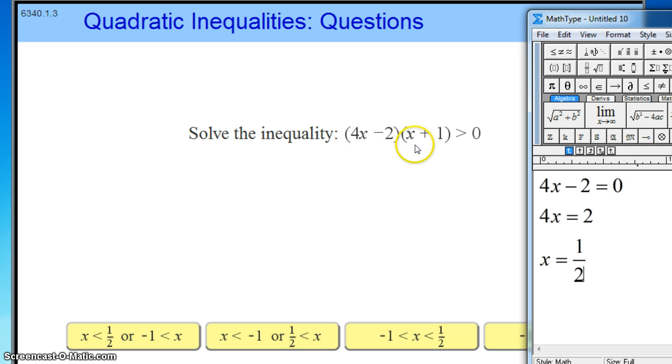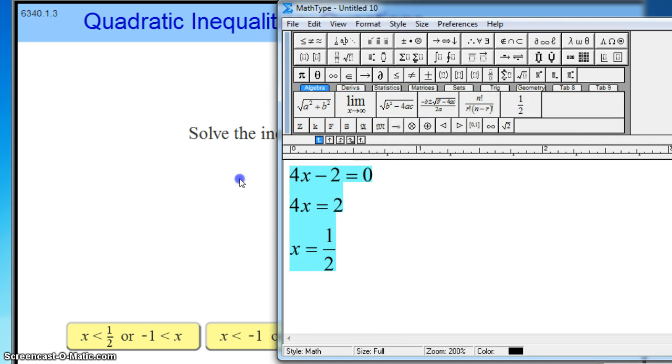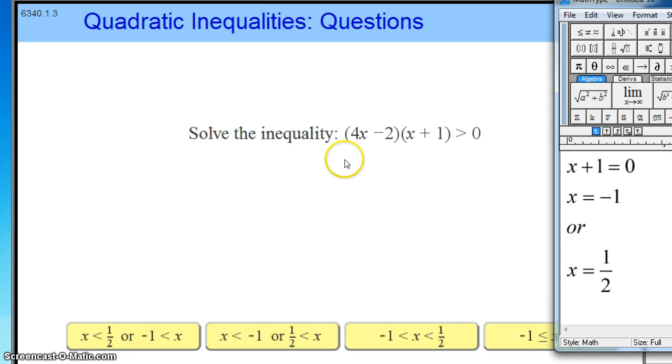And we do the same thing with x plus 1 equals 0. Well, clearly that's x equals -1. It's just one step there. So what we said is if x equals -1, or if x equals 1/2, then that makes this whole thing 0. And so those are the points you're going to want to find first. Those are called inflection points, right? They're important points that we have to test.